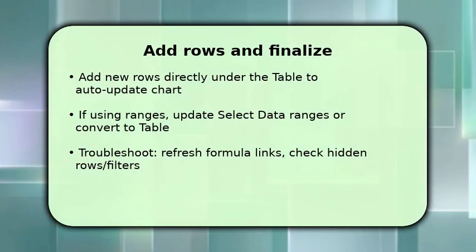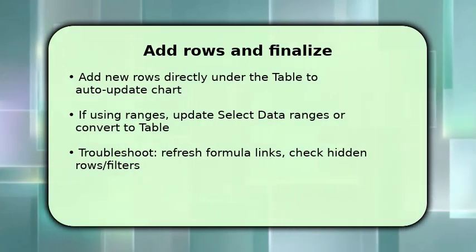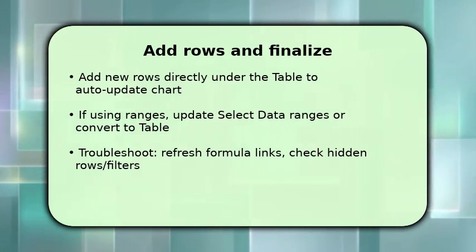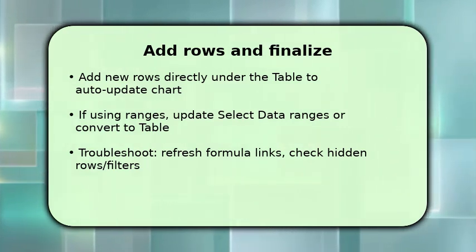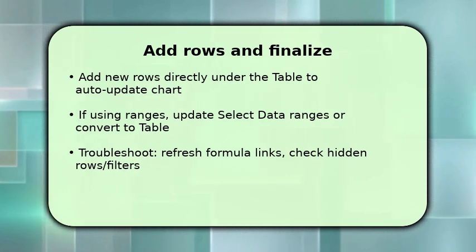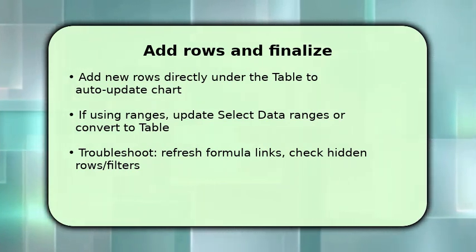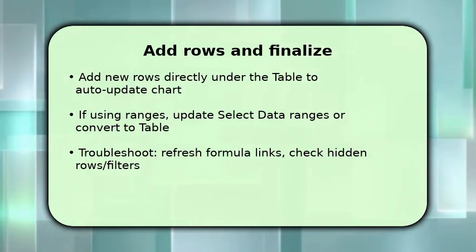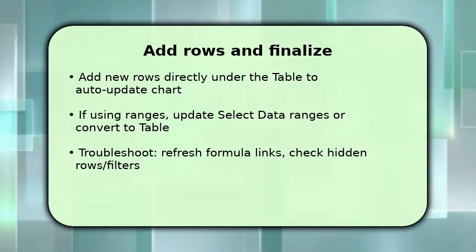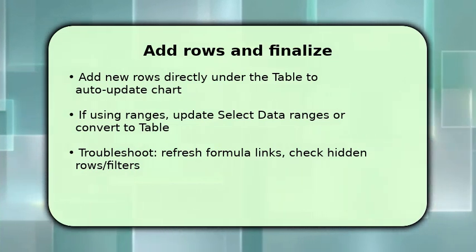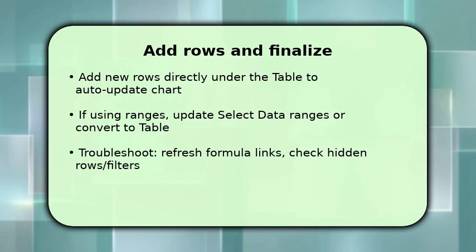To add data, insert new rows inside the table and type values. The chart updates instantly. If you used a static range instead, open Select Data and extend the series ranges or convert the range to a table now to avoid repeating this step. Once complete, adjust axis labels, data labels, and formatting for readability.